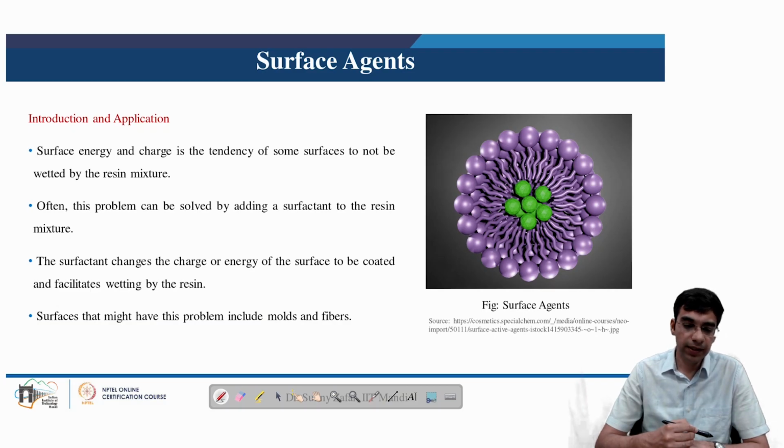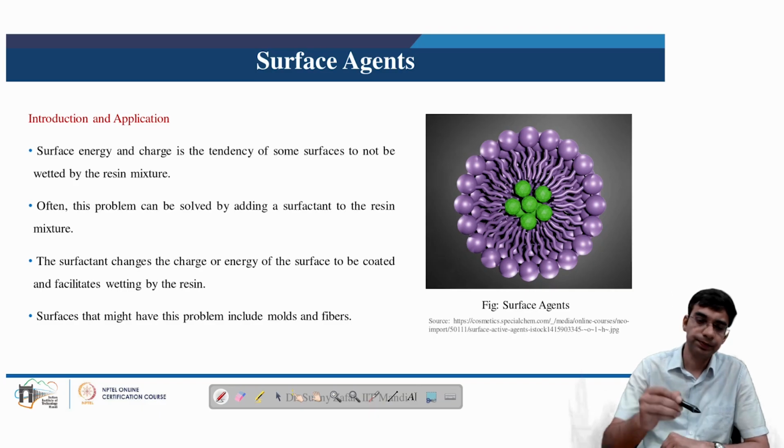The surfactant may change the charge or energy of the surface to be coated and facilitates the wetting by the resin. So by lowering the surface tension, the surfactant enables the resin to quickly spread on the surface, and surfaces that might have this problem may include molds or fibers here.